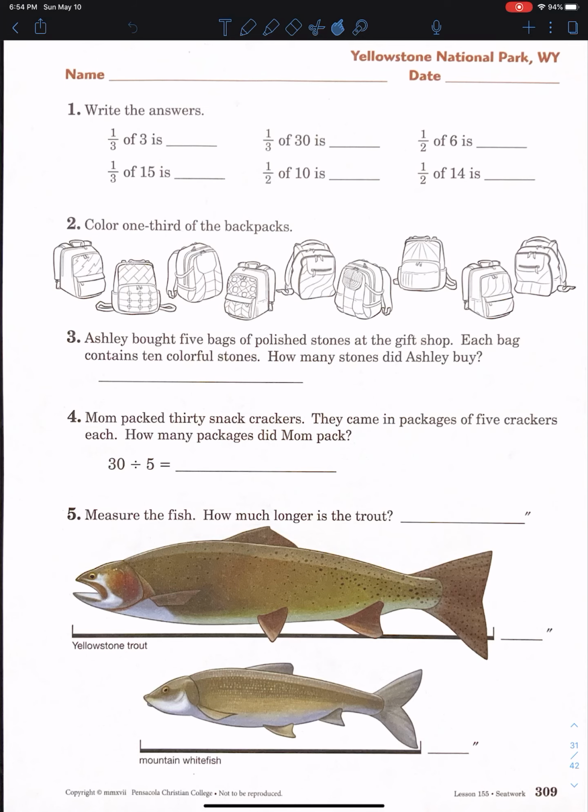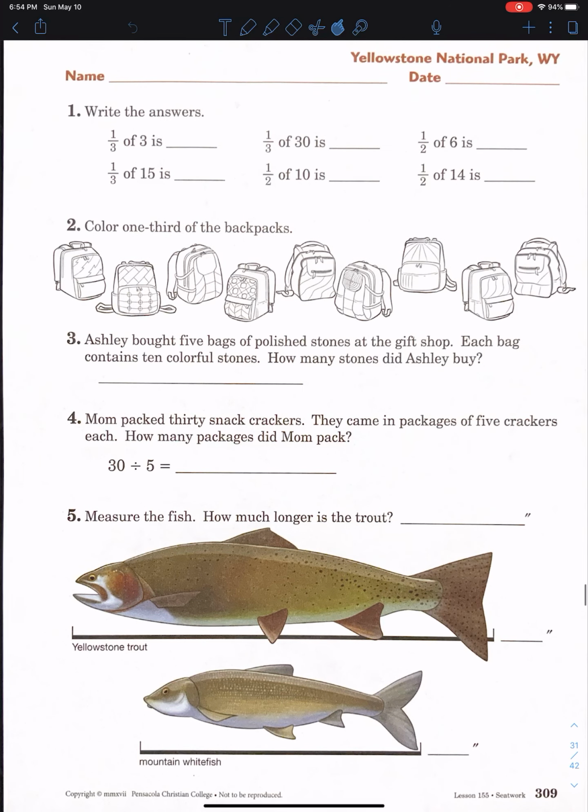So if you have 3 stars, how many equals 1/3 of that group? Well, there's a total of 3 stars, but we only want 1 star because that would be 1 out of the 3. So 1/3 of 3 is 1.